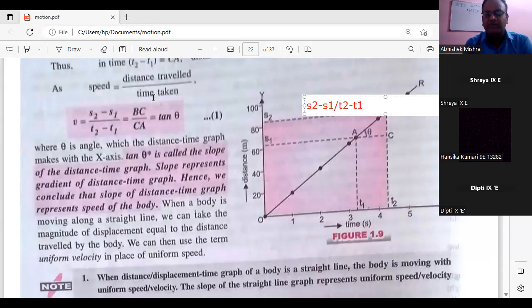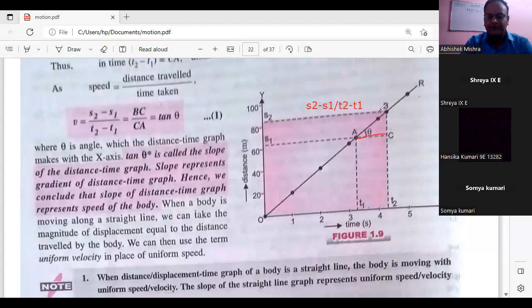So that will be the distance traveled by the time taken. Is it clear to all? Yes, sir. Okay, fine. Now, S2 minus S1. Now see what we are going to do. We will join the points A and C.